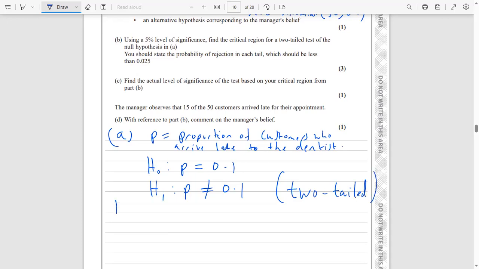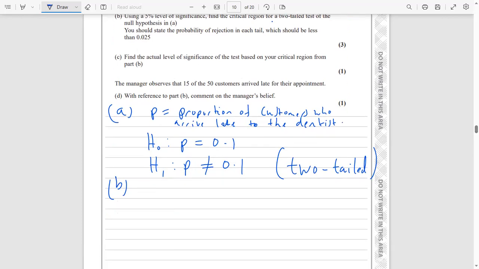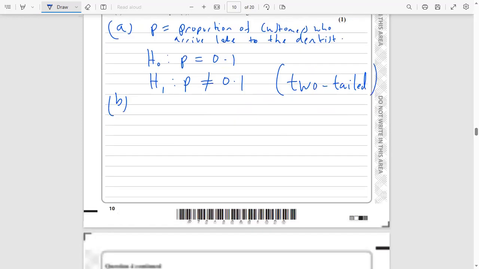Okay, so now let's go to part B. Part B, using a 5% level of significance, find the critical region for a two-tailed test of the null hypothesis in A. You should state the probability of rejection in each tail, which should be less than 0.025. Right, so again, we've got this two-tailed test, and we've got a 5% significance level. So let's just make a note of this here.